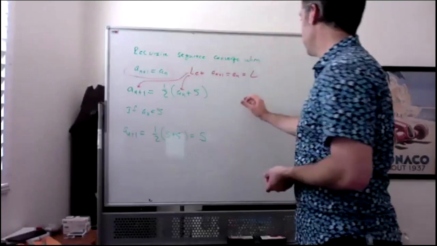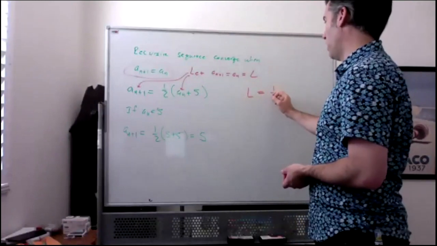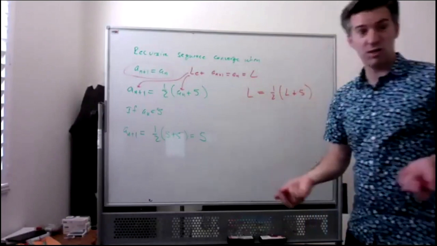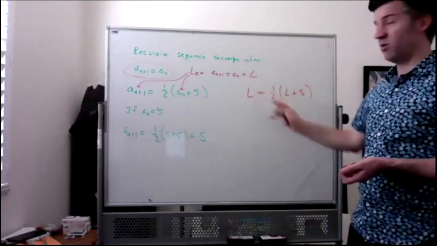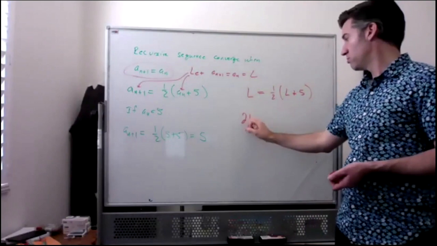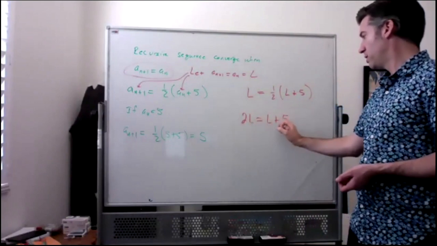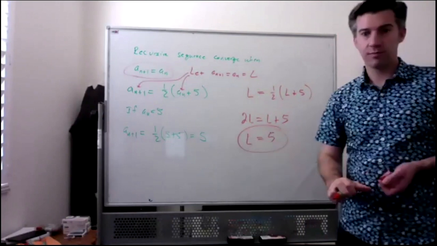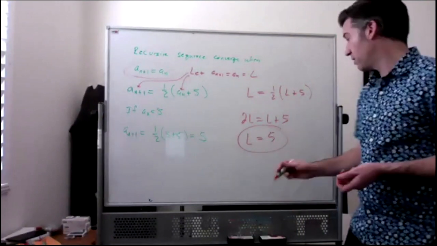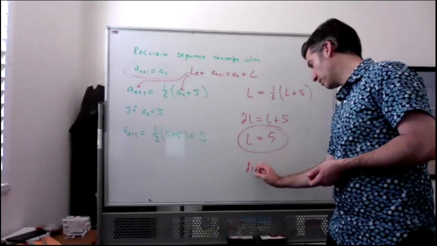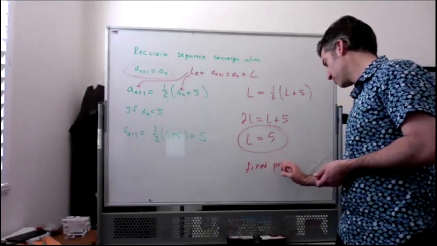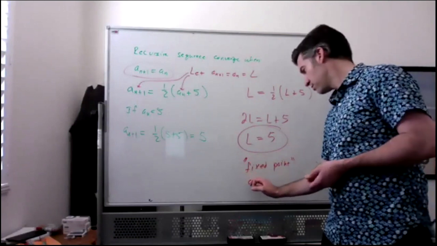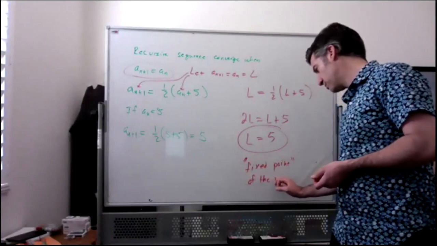So I'm going to plug in L equal to 1/2 of L plus 5. And then we're going to solve for L. Multiply both sides by 2. Subtract L. There you go. So L equal to 5 is a fixed point of the recursive sequence.